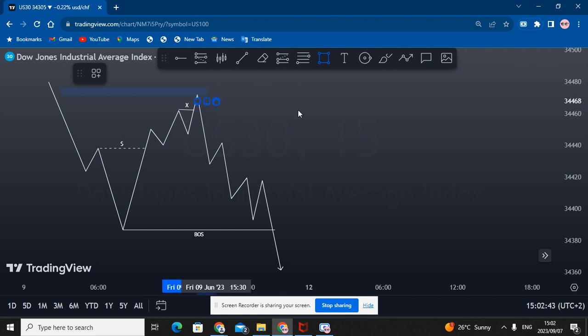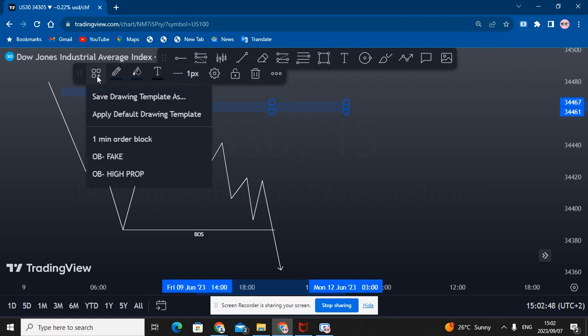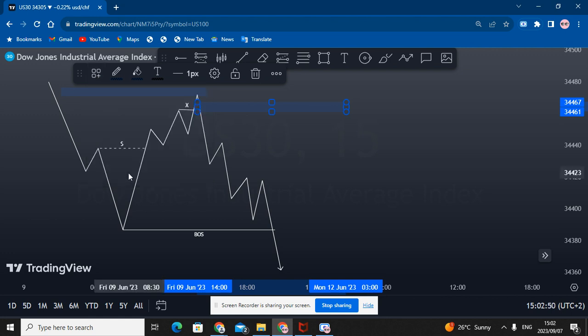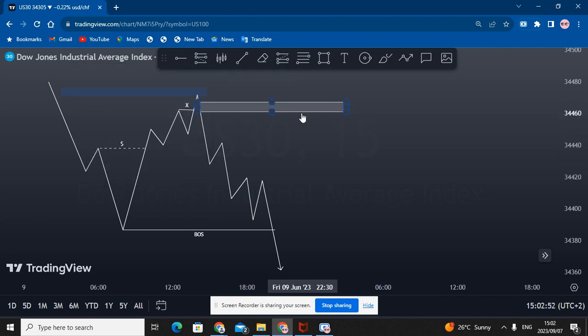For those who don't understand what I'm talking about in terms of a high probability order block, you are welcome to take our private classes, in order for you to understand what a high probability order block is and what a low probability order block is. So we have an order block there.